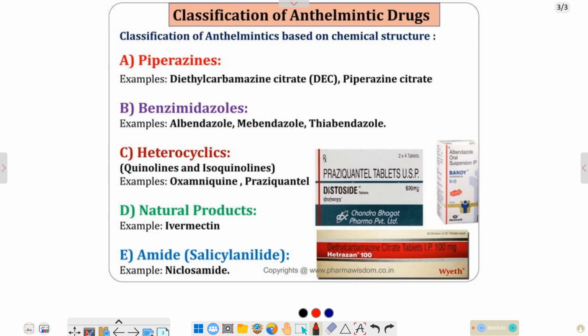So these are the drugs which are used for killing the worms in our body or even in our GIT tract.